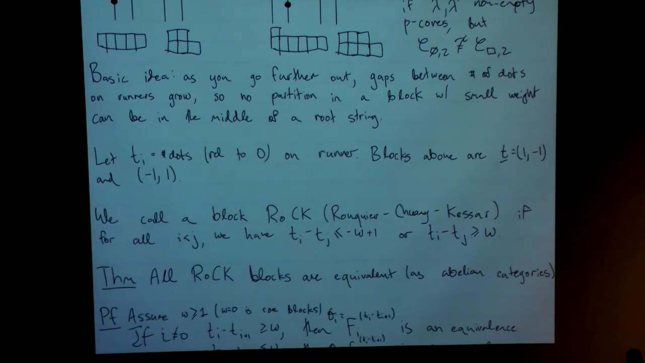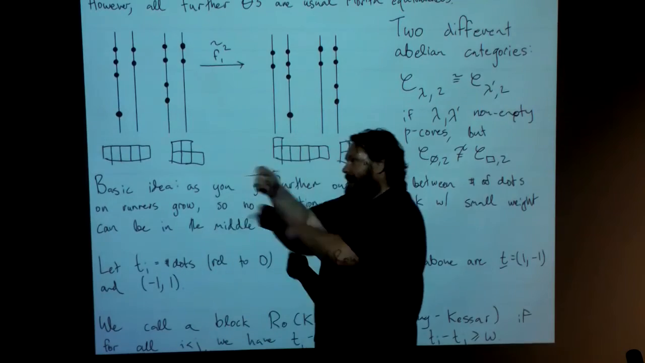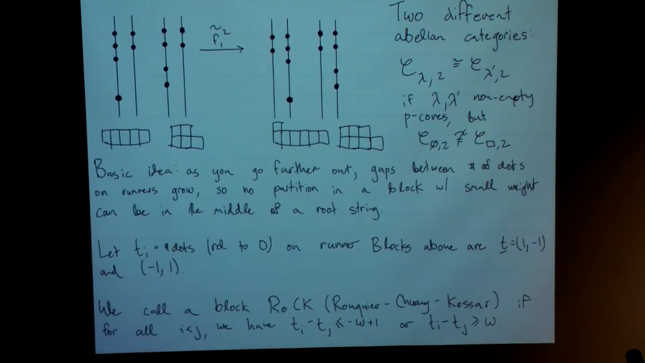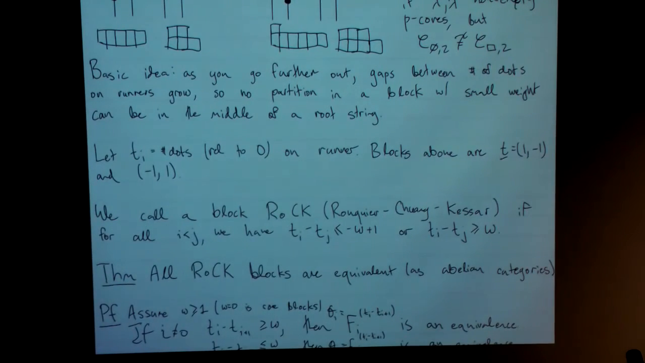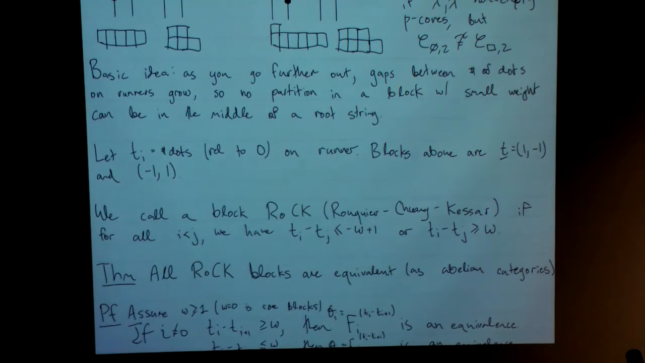And the basic idea is, as you go further out, the gaps between the number of dots on the runners grow. And if you're going around in your affine Weyl group, the gaps have to grow. That's what you saw here. Now there are many more beads on this runner than on this one. Go further out, that's going to get more and more extreme. And once that gap gets big enough, if you fix the weight, if you have a block with small weight, there's no way that you can be in the middle of a root string. But these always become equivalences of abelian categories after a few steps where they're not. Are there any questions?